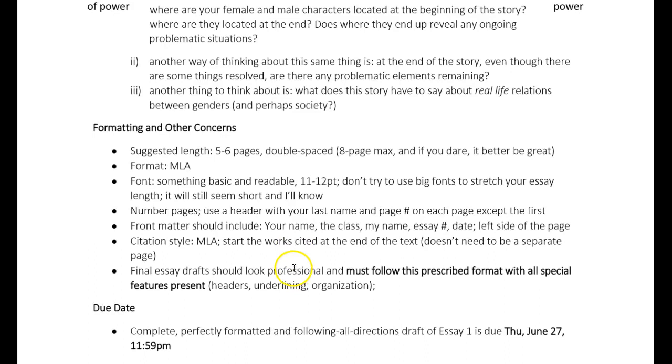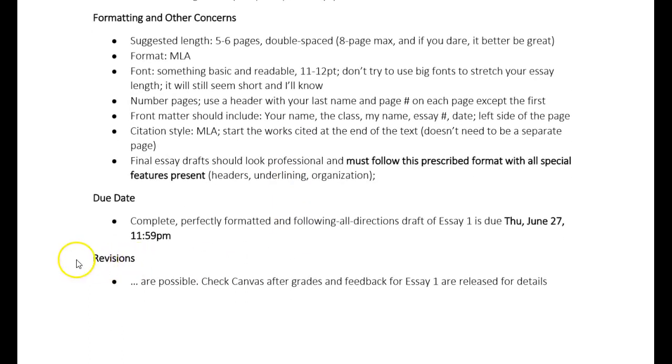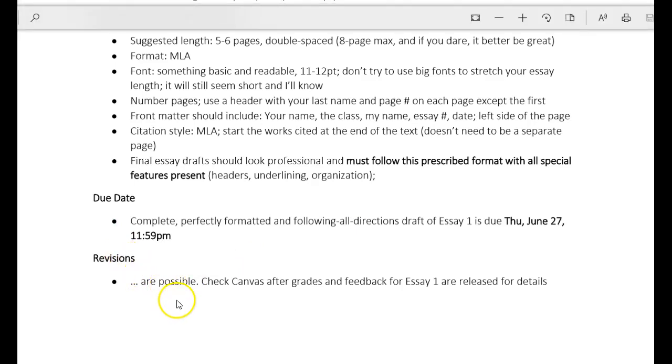Here's some formatting stuff. Please check that out. Another important thing, turn in a complete draft. Do your absolute best when you turn it in. There will be possibility for revisions, but I really am going to need a complete essay. Thank you.